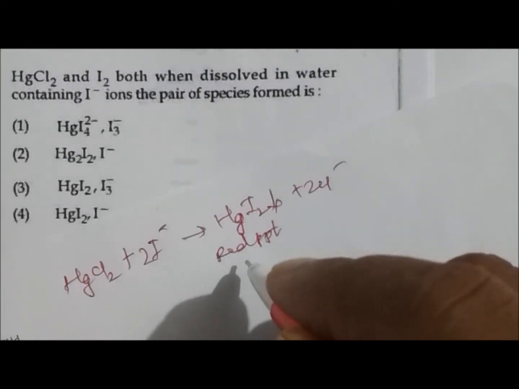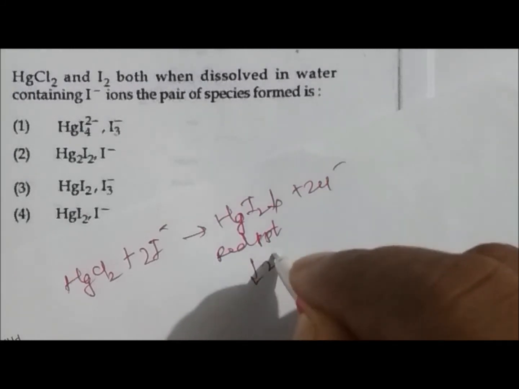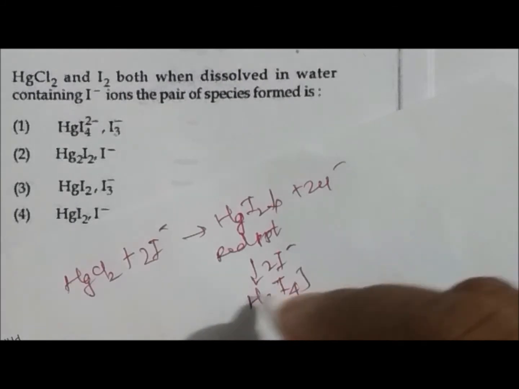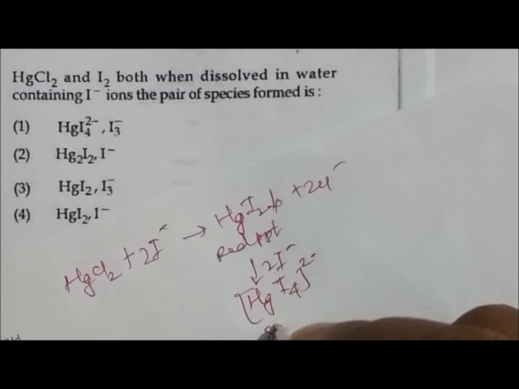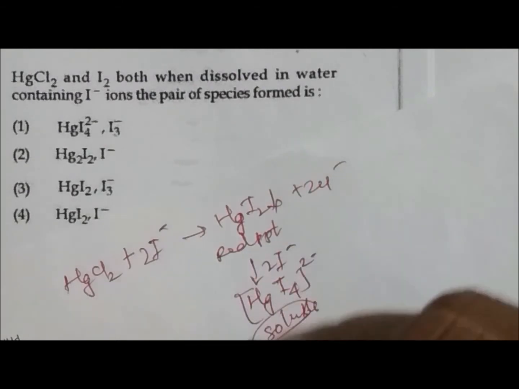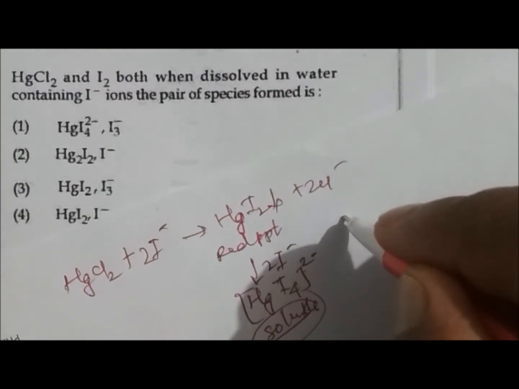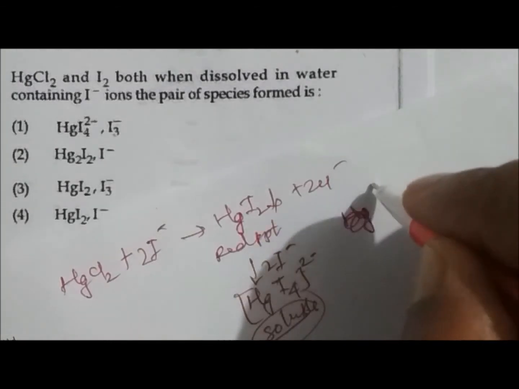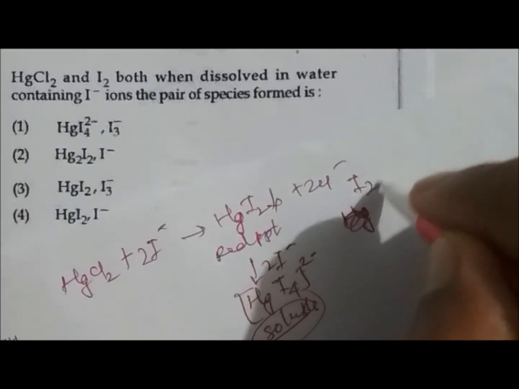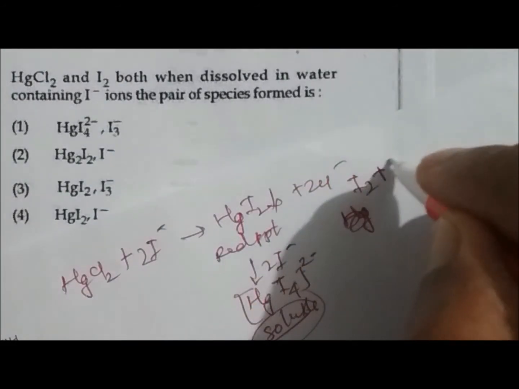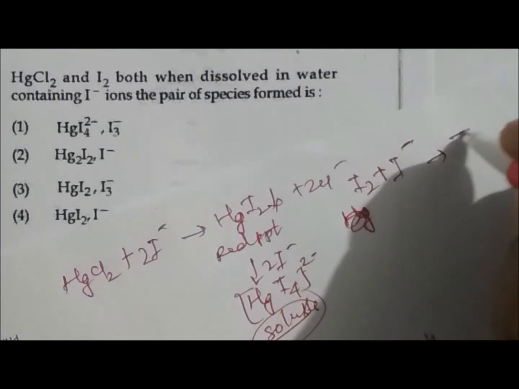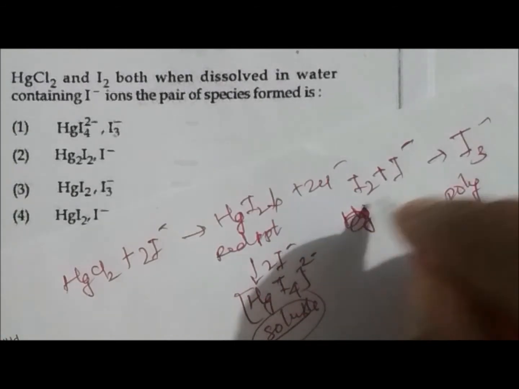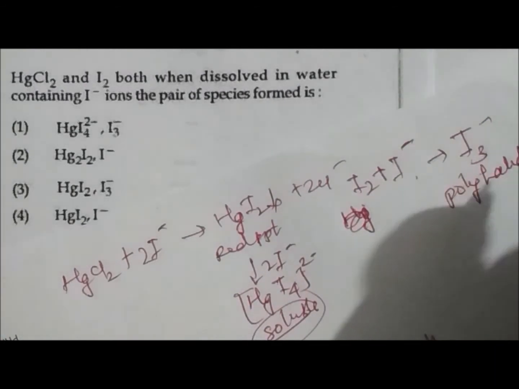This red precipitate will further react with iodide, so it will form HgI4 2 negative. This is soluble in water. So the precipitate is not soluble, but this is soluble in water. But further, iodine is also present. So again the iodine will react with the iodide ion, and you will get I3 minus, the true product of iodine plus iodide ions, which is a polyhalide ion. So this is a polyhalide ion.